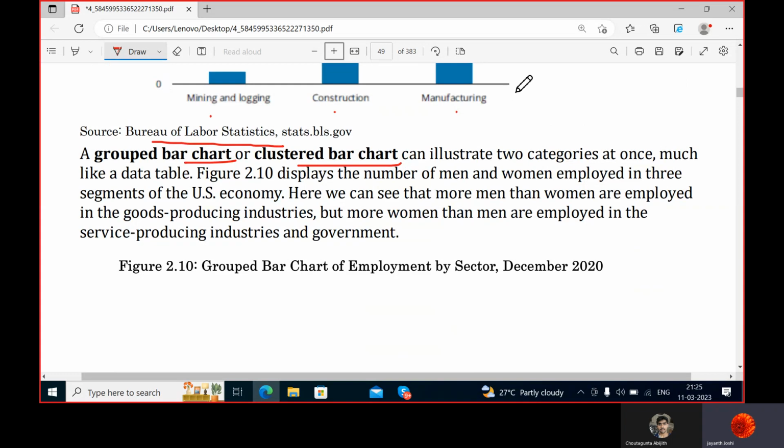So that was the bar chart. Now we are doing the grouped bar chart. We are taking the data of men and women employed in three segments of the US economy. Here we can see that more men than women are employed in the goods producing industries, but more women than men are employed in the service producing industries and government. We can see here.